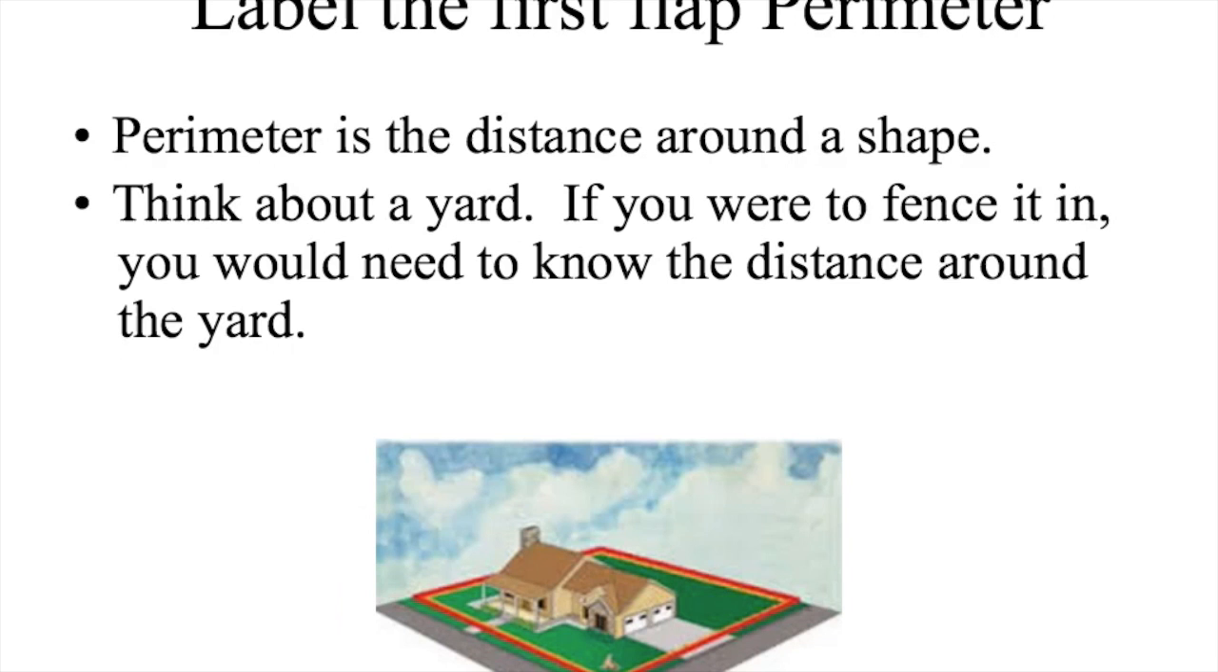With the first flap labeled perimeter, I want you to write this definition because this is the one that we're going to be using to define perimeter. Perimeter is the distance around a shape. Pause the video while you write that definition.